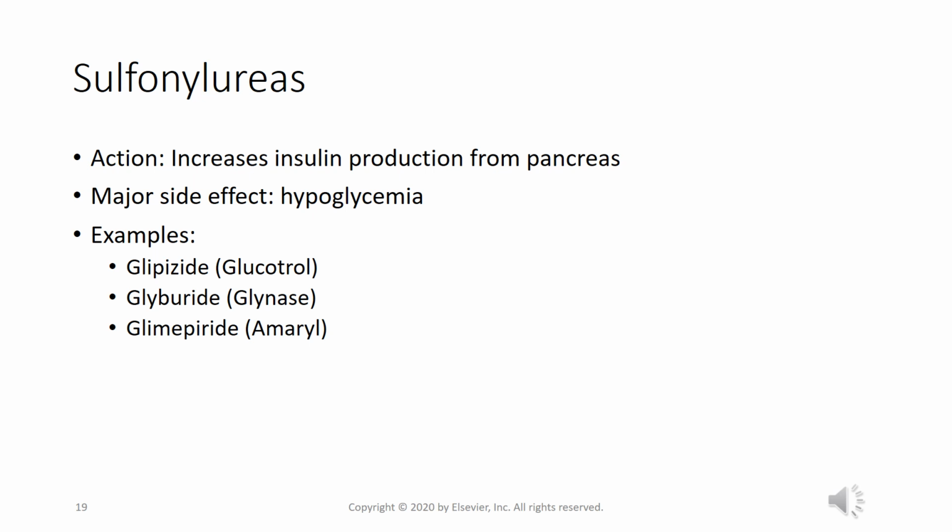So this next class, another very common, important class to know, the sulfonylureas. If you want to just memorize glipizide or glyburide, those two are the most common. These actually increase insulin production from the pancreas. So they can really have a big impact on glucose control in our type 2 diabetic.